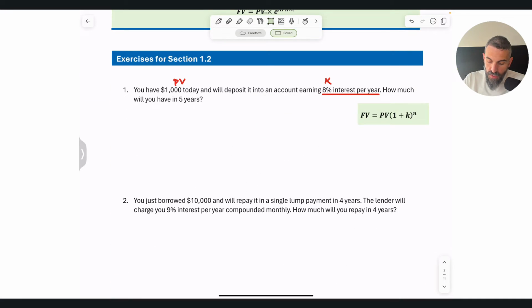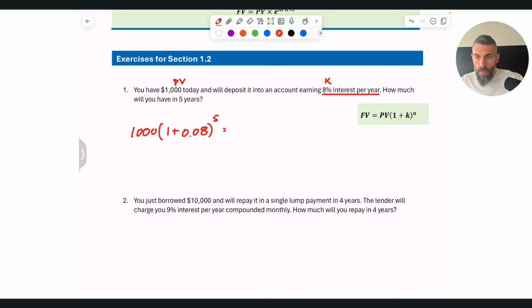So this is our formula right there. We're going to do 1,000, that's your present value, multiplied by 1 plus K, your interest rate, to the power 5. So that's $1,469.33. You'll have $1,469.33 5 years from now.